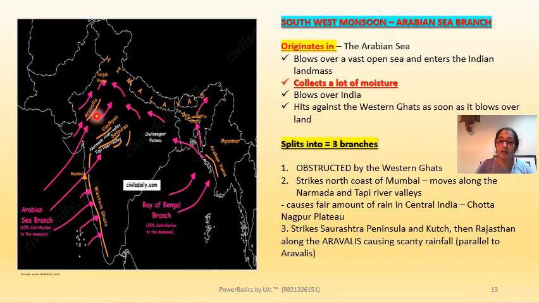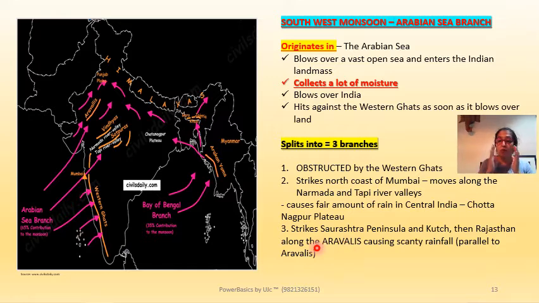It runs parallel to the Aravallis. Now there is nothing blocking these winds. If you want to make it rain, the mountains should be like this, but the mountain is like this. So it goes parallel to the Aravallis, and therefore scanty or no rainfall happens.